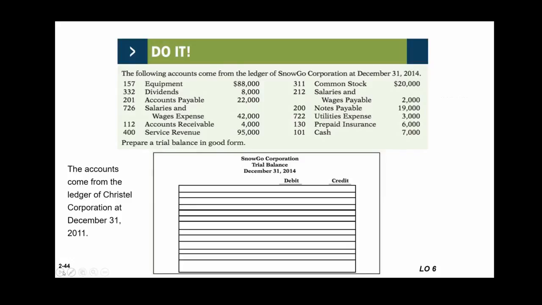Remember, whenever we want to prepare a trial balance, you simply look at the balances in the order they appear. The trick is to look at the account numbers, so you list the accounts by their numbers. What would the first one be? Cash. Do you put it under debit or credit? Debit. Next is accounts receivable, 4,000. Next.